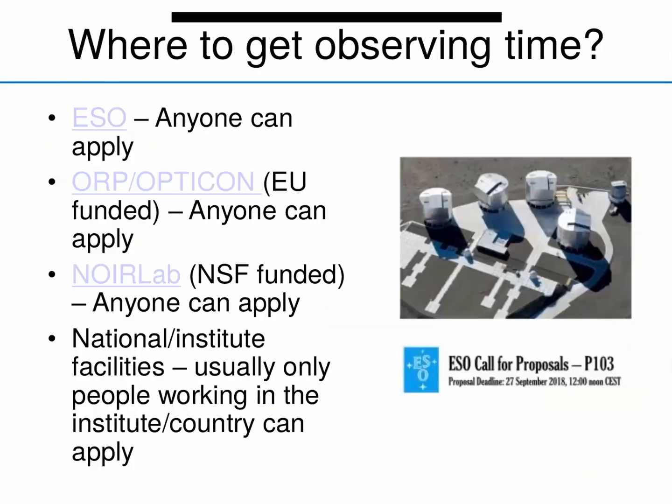You can, for example, apply to ESO, where I work, anyone can apply. And there are also EU funded programs for optical and infrared astronomy. It was earlier called OPTICON, now it's ORP. And then the NSF funded NOIRLab. So from these, anyone can apply. Then there are of course national institutes and institutional facilities, and usually only people working in those institutes or countries can apply to these. And these are clickable links that you can use from the slides.